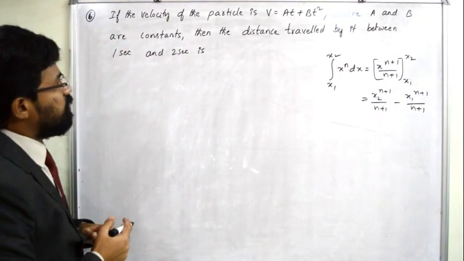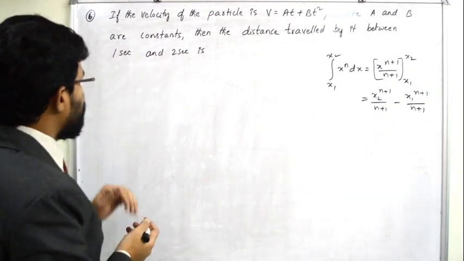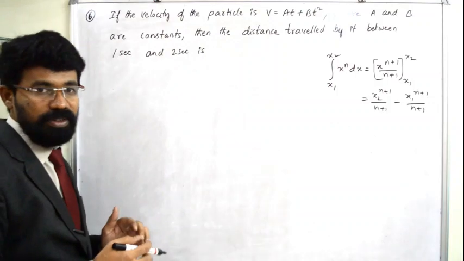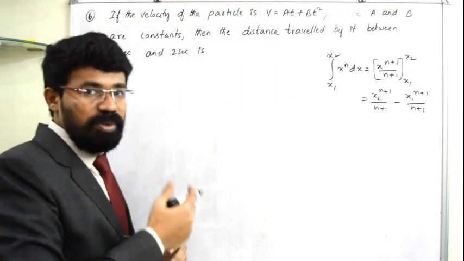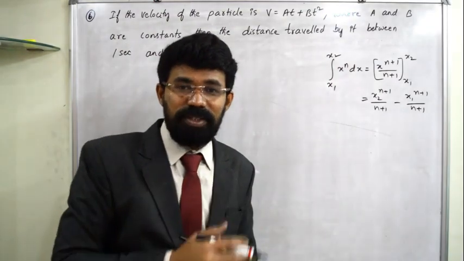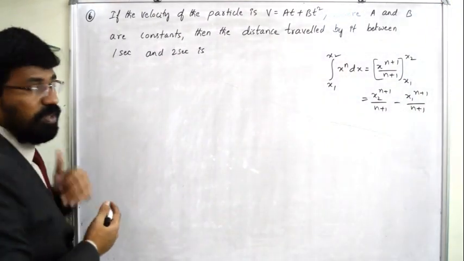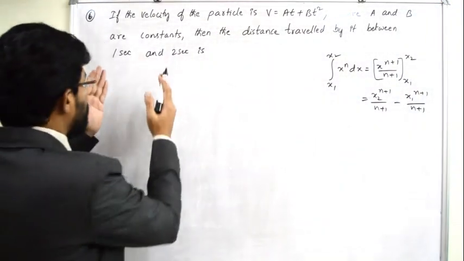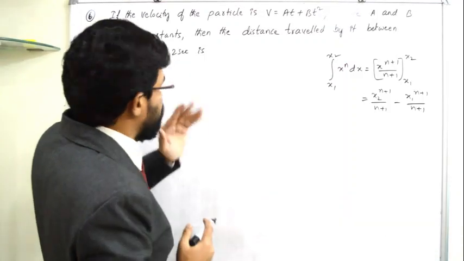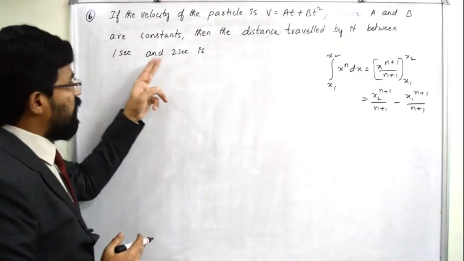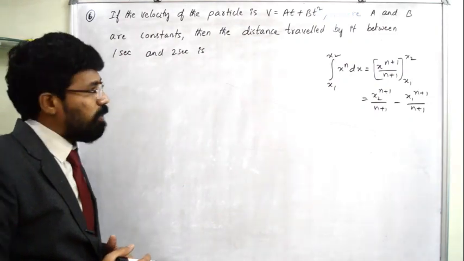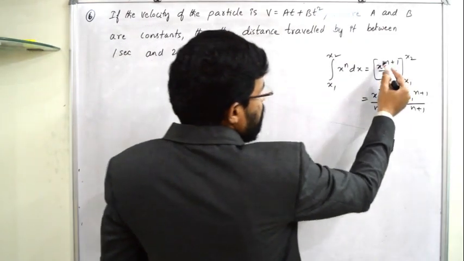He is asking us to consider the distance travelled between 1 second and 2 seconds. Maybe after 2 seconds also the body might be moving. But he is not asking about the distance covered after 2 seconds or before 1 second. He is asking about distance covered between these two limits, 1 second to 2 seconds. So here lower limit is what? 1 second. Upper limit is what? 2 seconds. So, after writing this formula, what you have to do?